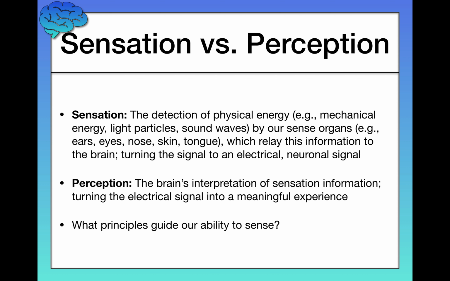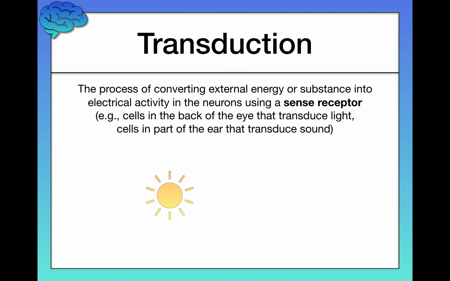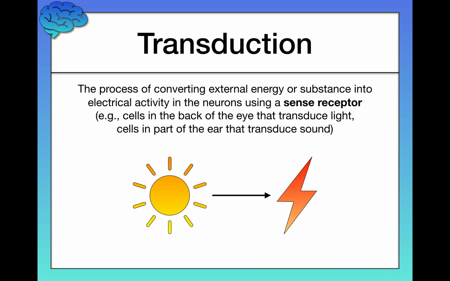And so what I'm going to focus on for the rest of this video is the principles that guide our ability to sense, starting with transduction, which I've hinted at already. Transduction is the process of converting that external energy or substance, that physical energy, mechanical energy, light particles, sound waves, into electrical activity in the neurons using a sense receptor. So getting more specific, not just talking about sense organs, which is like your eye, sense receptors are parts of these organs.